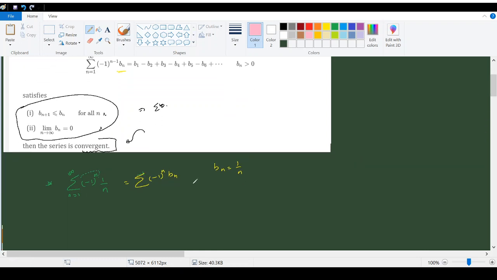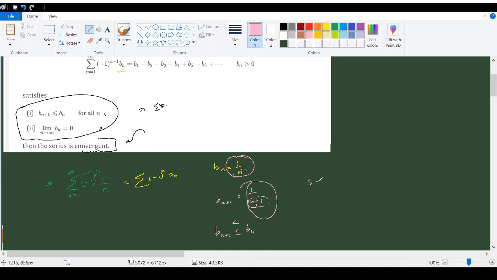bn plus 1 is always less than bn. So this is our bn, and bn plus 1 will be 1 over n plus 1. See, here the denominator is larger than this one, so this total answer will be smaller than this one, because the denominator of this one is greater. So bn plus 1 will be less than or equal to bn. Even if it has a strict inequality, that doesn't matter.